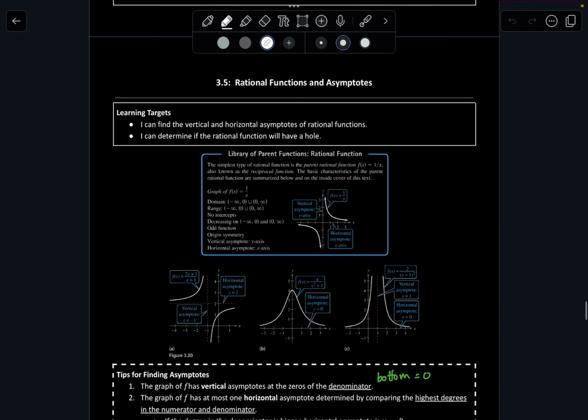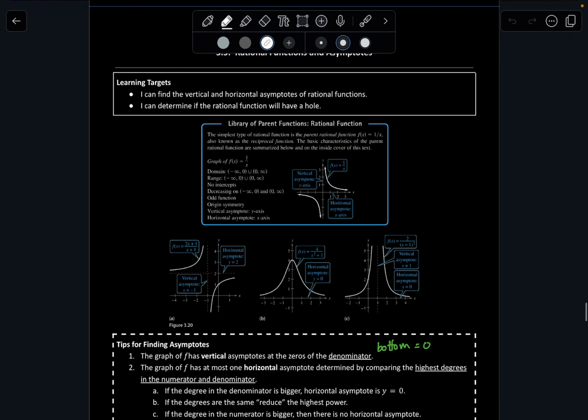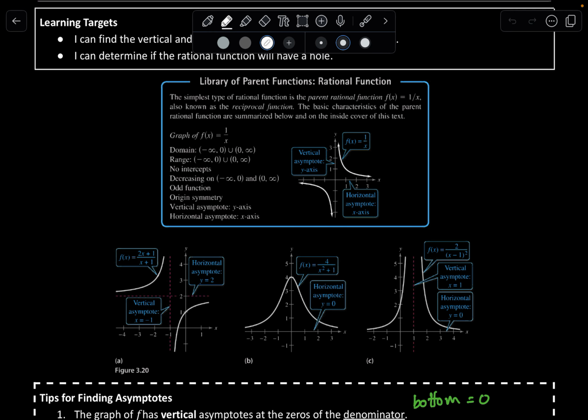All right, folks, so this is 3.5, rational functions and asymptotes. Asymptotes, again, are basically lines that a graph can get super close to but can't actually touch. In these, it's these pink dotted lines. So you can see the graph gets really close but then swoops up out of the way. Here it gets really close, swoops down out of the way.